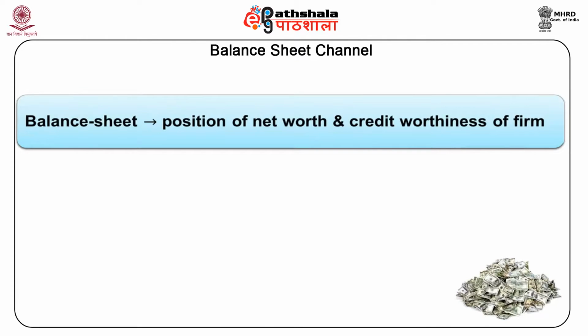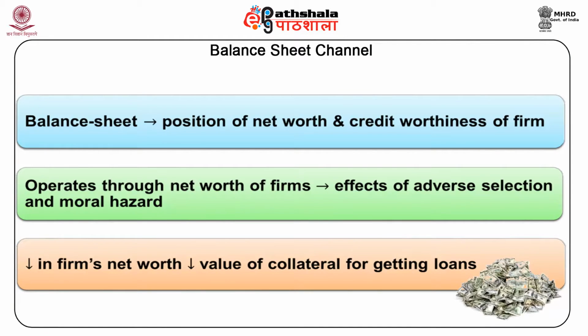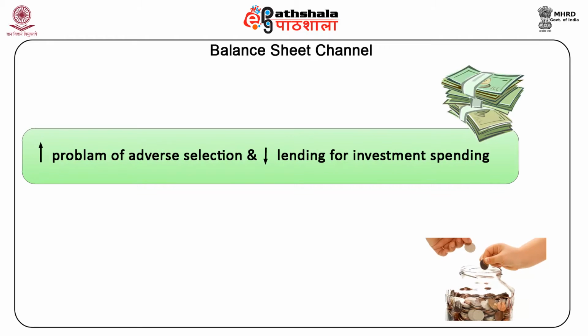The balance sheet reflects the position of net worth and creditworthiness of a firm. This channel operates through the net worth of firms, with the effects of adverse selection and moral hazard. A decline in the firm's net worth reduces the value of collateral offered for getting loans. This in turn raises the problem of adverse selection and reduces lending for investment spending purposes.